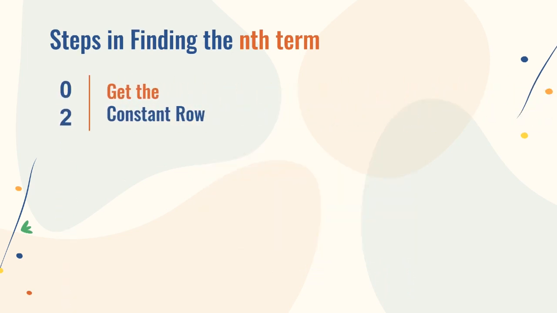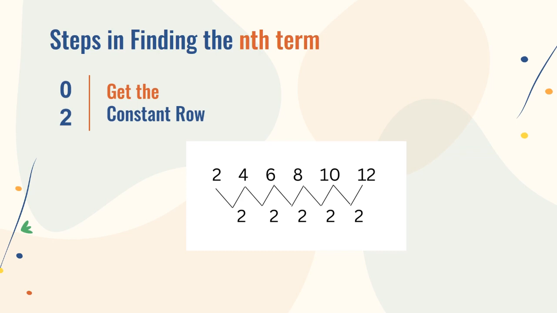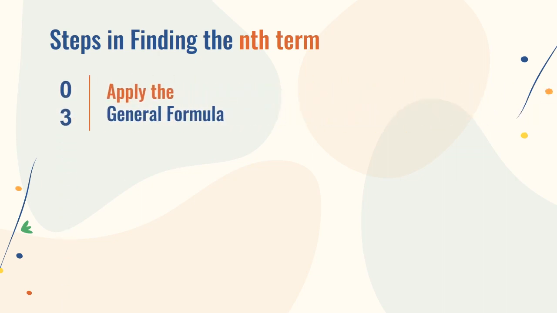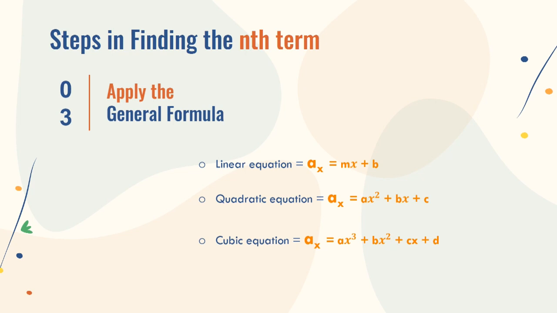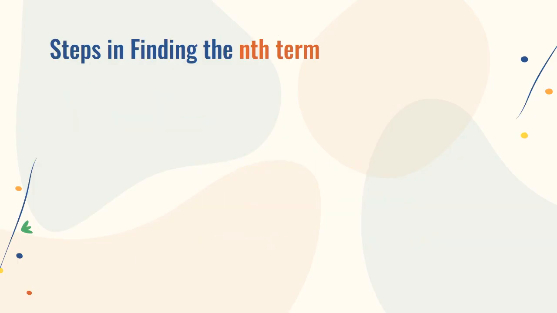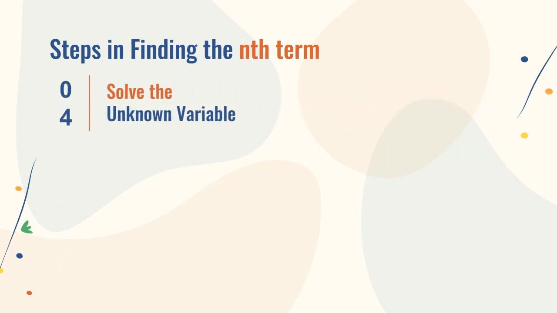Second, get the constant row. From the difference table, we should find the common constant or difference. Just like the one shown in the picture, we can see that their common difference is 2. Third, apply the general formula. We have the linear equation for when the difference is found in the first difference, quadratic equation for when the difference is found in the second, and lastly, cubic equation when the difference is found in the third. Fourth and lastly, solve the unknown variables.